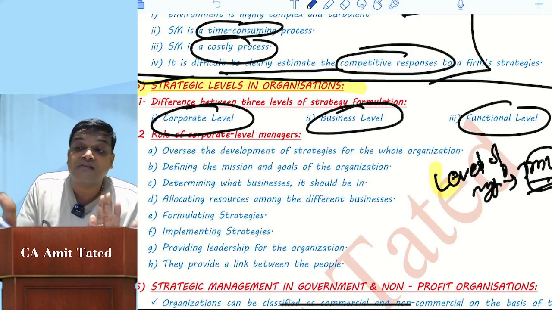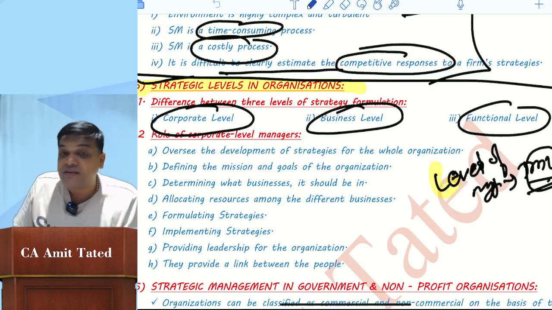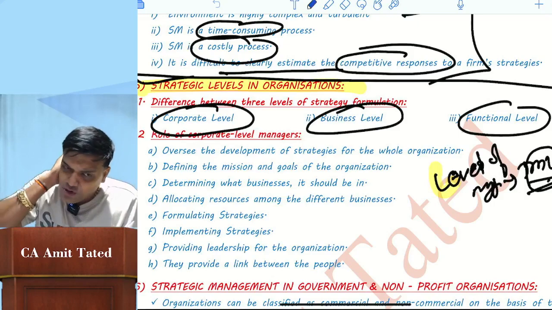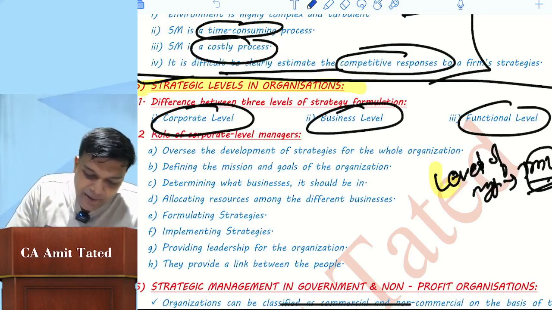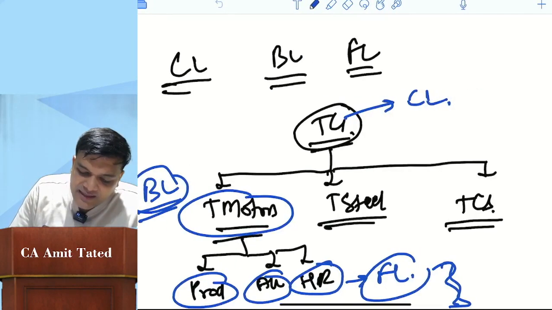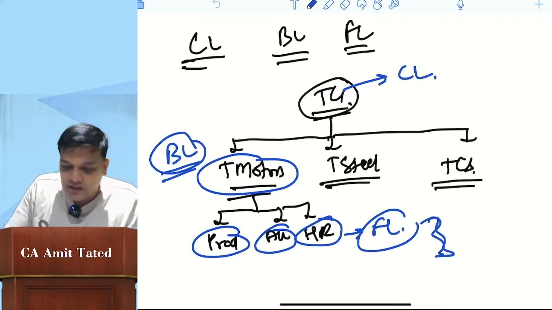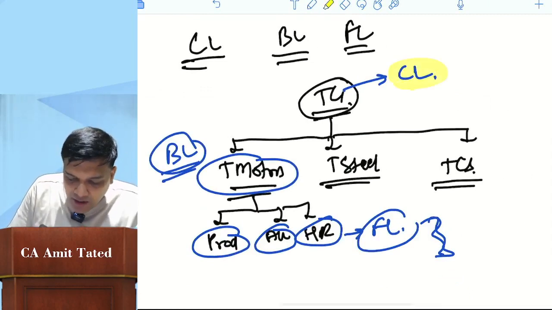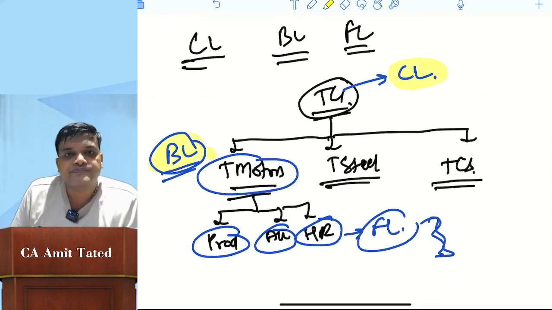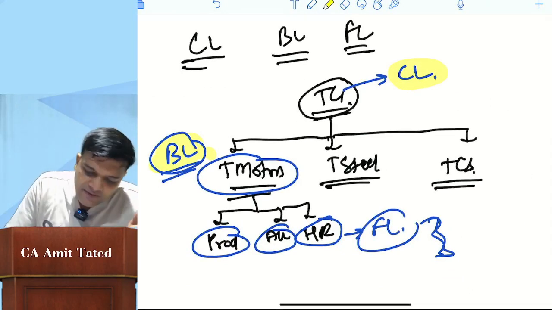If I ask you what are the levels of management, your answer will be top, middle, lower. Just make sure you are clear with this. Here top, middle, lower will not come. Here you can't say Tata Group is taken care of by top management, Tata Motors is taken care of by middle. Now this can be top management or even this can be top management. Both can be top management. Understand this concept. So just keep these things clear.